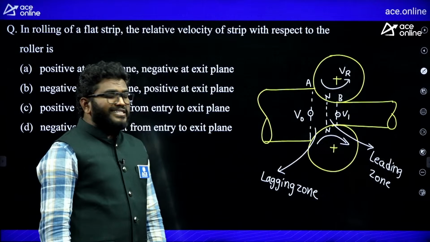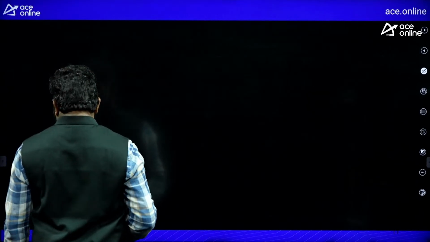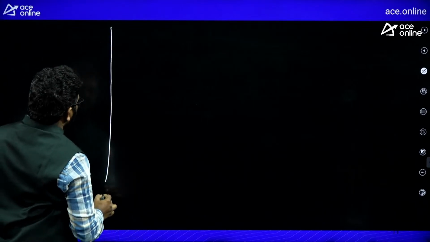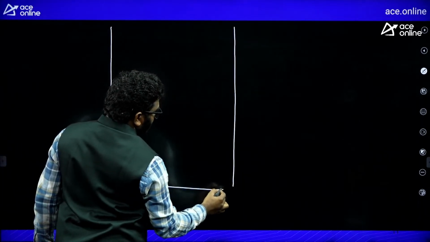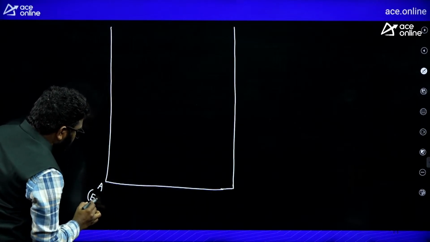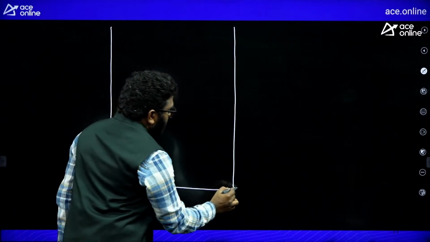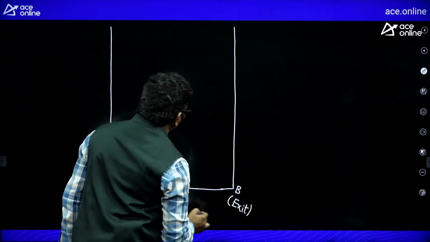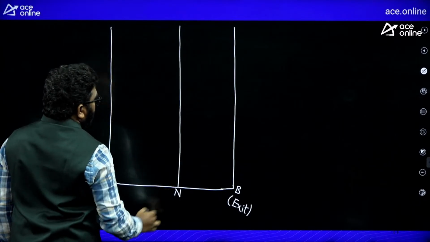So in your exam they will ask either the velocity profile, or a slip profile, or the pressure in the deformation zone. That's why I will discuss all three profiles here. Let us consider a graph. This is A, that is the entry of the deformation zone. This is B, that is the exit of the deformation zone. And I am considering this a neutral plane.